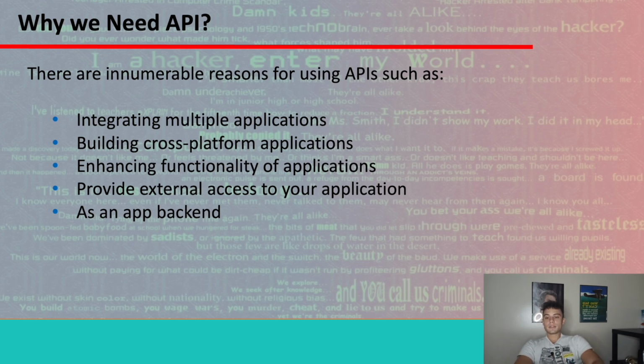The other reason we're using API is for building cross-platform applications. For instance, let's take Facebook. You can use Facebook not only from your computer, but you can also use it from your Android app, iOS app, and so on. So any updates that Facebook makes need to be sent to each of those devices and be presented in the right way.